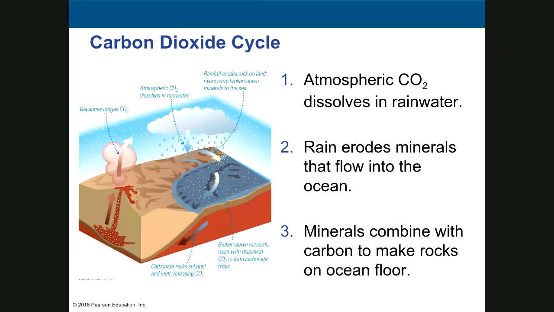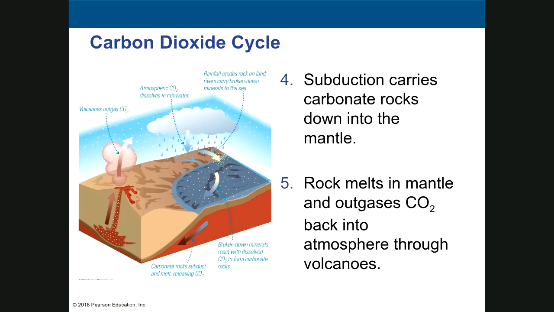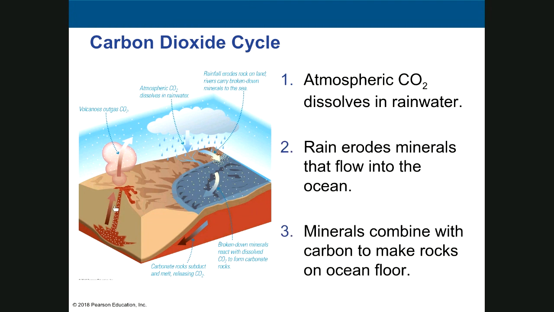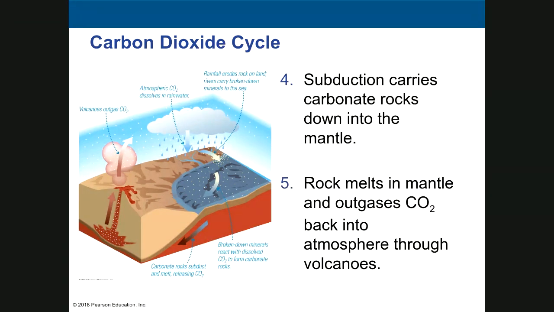So let's look at the whole cycle. We have two slides that'll go through the whole thing, but we can see here that CO2 in the atmosphere can actually be dissolved by rainwater and deposited in the ocean. And so that rainwater is absorbed by these minerals, and they flow into the ocean. The minerals combine with carbon to make rocks on the ocean floor. And as you can see, the subduction carries that carbon back down into the mantle, and then the planet will outgas through volcanoes, sending that gas back into the atmosphere.